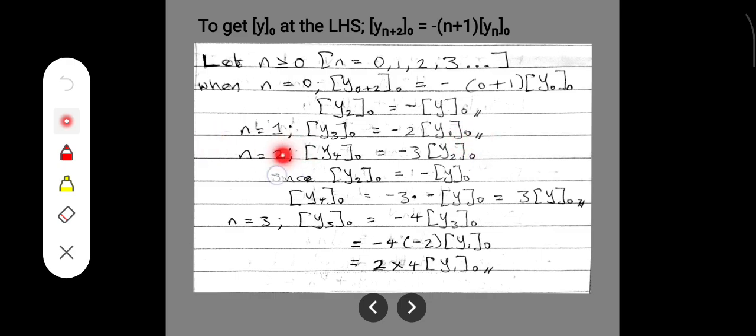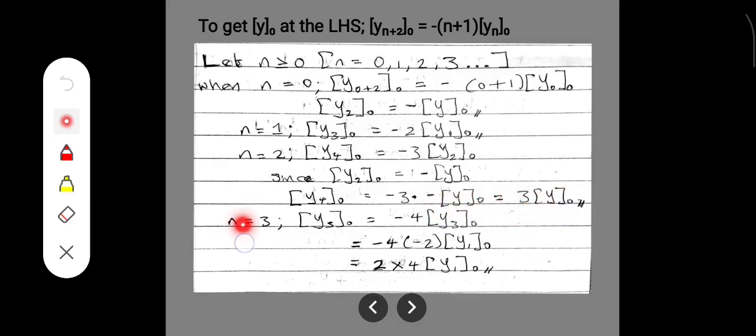When n is equal to 2, we have y subscript 4 of 0 equals minus 3 multiplied by y subscript 2 of 0. You can see the pattern. But since y subscript 2 of 0 can be written in the initial condition, which is minus y of 0, we substitute that in place of y subscript 2 of 0. Now our y subscript 4 of 0 equals minus 3 multiplied by minus y of 0, which equals plus 3 multiplied by y of 0.